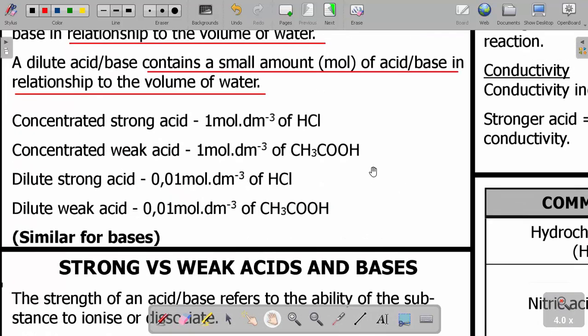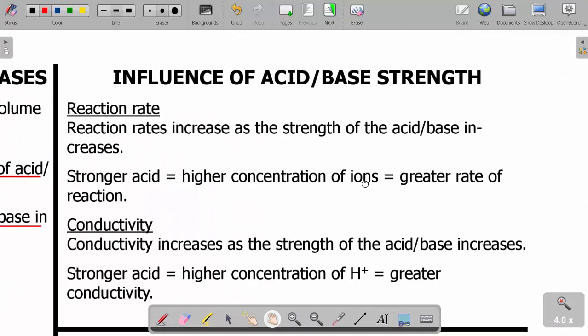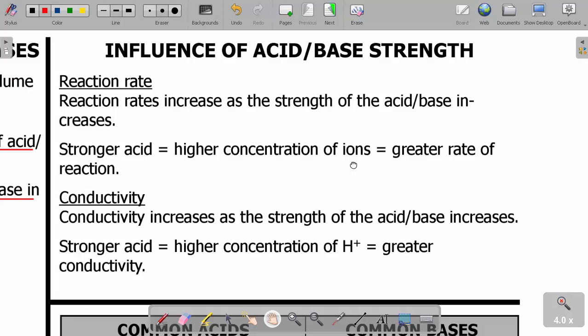Let us proceed. Now we have the influence of the acid and the base strength. How does the strength of the acids and the bases influence the reaction rates? The reaction rates increase as the strength of the acid or base increases. Don't forget that a strong acid ionizes completely in water. What about a strong base? It dissociates completely in water. So reaction rates increase as the strength of the acids or bases increases.